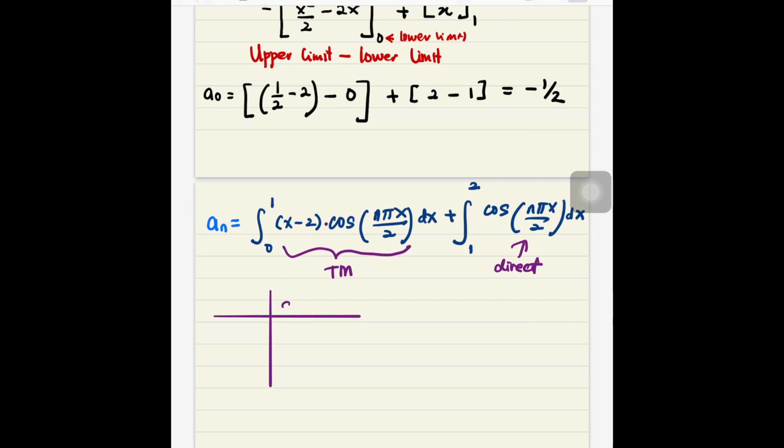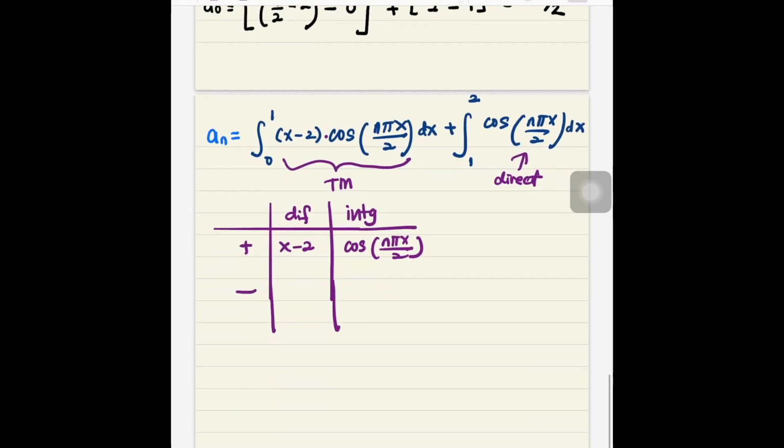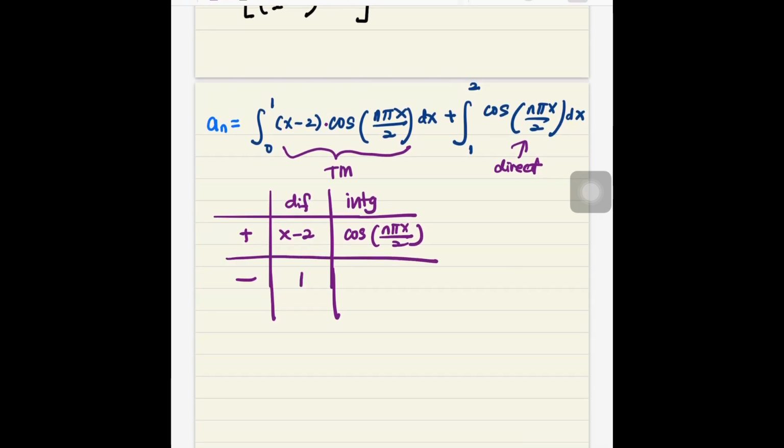So you will have, you need to differentiate x minus 2, and you are going to integrate cos n pi x over 2. Differentiating x minus 2 will give you 1. Integrating cos will give you sine n pi x over 2 divided by, differentiating the argument inside here will give you n pi over 2. So if I rewrite it, I can just write 2 over n pi.